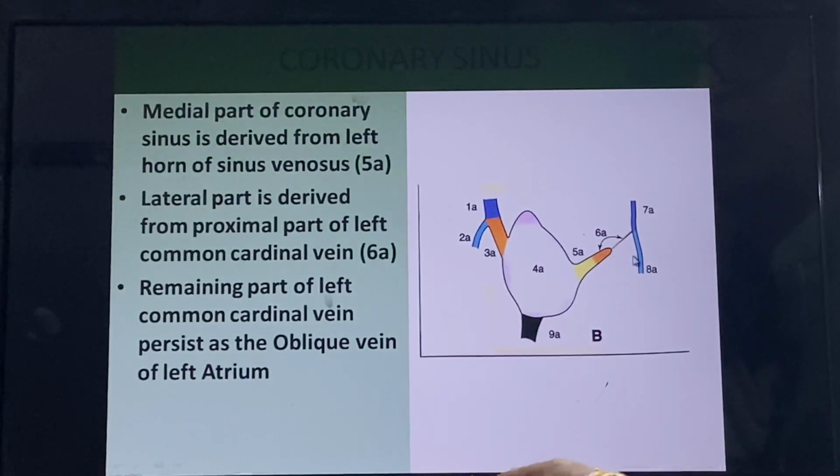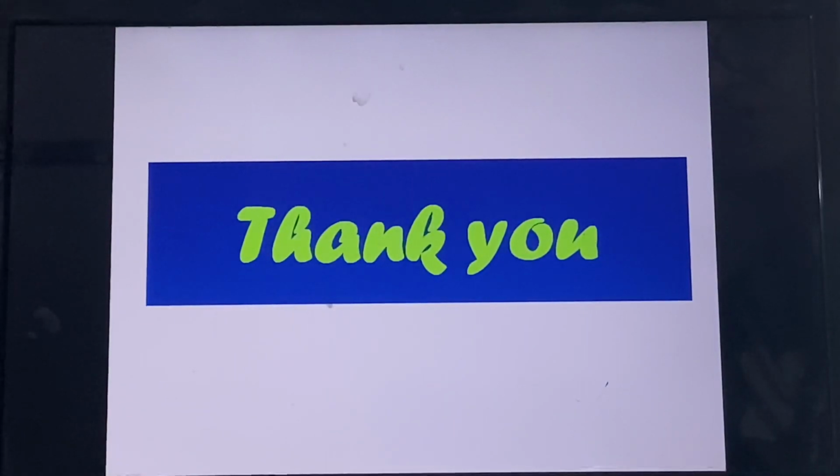So retrogression of the common cardinal vein is happening, but the part of the common cardinal vein which is going to open into the sinus venosus persists. That portion is further divided: 5A is the part of the left horn of the sinus venosus, which is receiving the tributary from the common cardinal vein, 6A, on the left side. Then the remaining part of the left common cardinal vein persists as the oblique vein of the left atrium. So this is all about the development of the different veins.